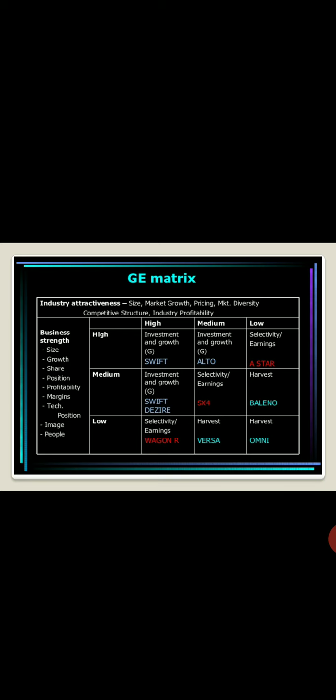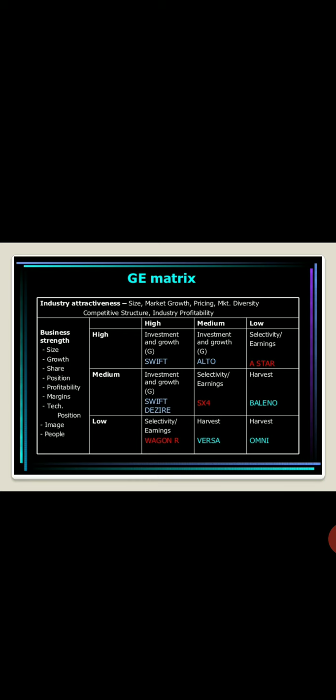It's time for SX4 to improve its features, improve its performance and get into the green stage. If we talk about WagonR, the industry attractiveness for WagonR is very high, whereas the business unit strength is very low. Hence, it is in the yellow zone. If we talk about the last category, that is the red zone, Baleno is with low industry attractiveness and medium business unit strength. Hence, Baleno is in the red zone.